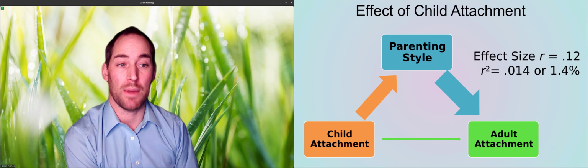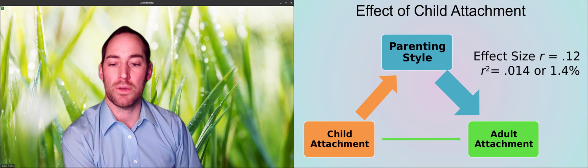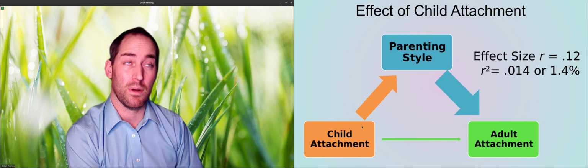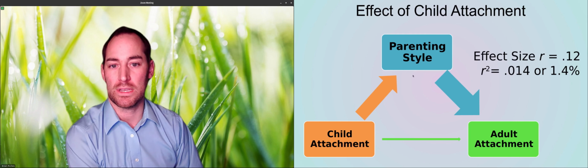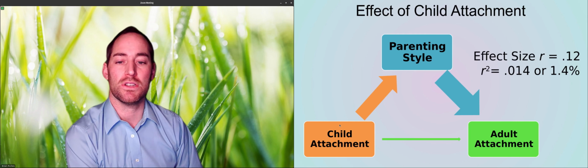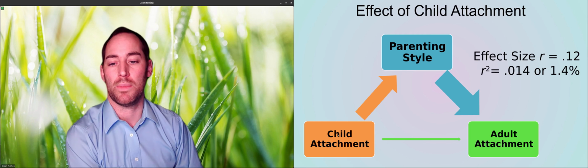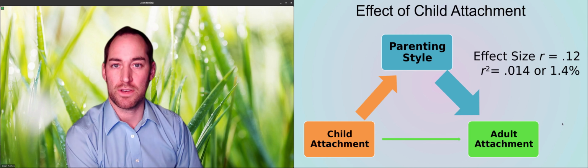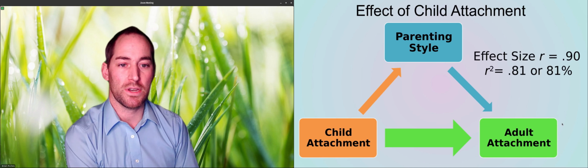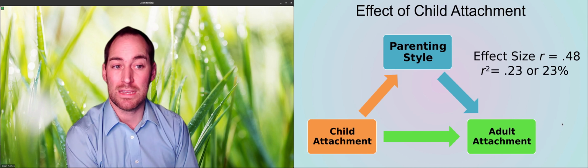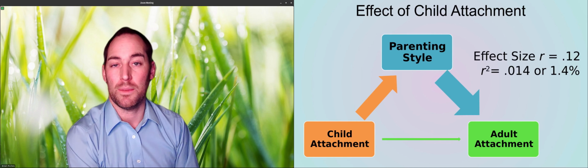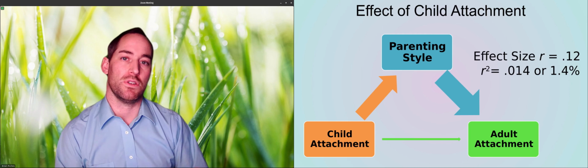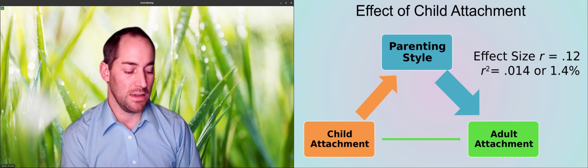Now let's look at this example. Here, the relationship between child attachment and adult attachment is pretty much entirely mediated by parenting style. In this case, this relationship can better be explained by the relationship between child attachment and parenting style, and parenting style to adult attachment. So with regression equations, you can see, is it this? Is it this? Is it this? And depending on what you find, might tell you what to focus your energy on, what to focus your next studies on, those kinds of things.